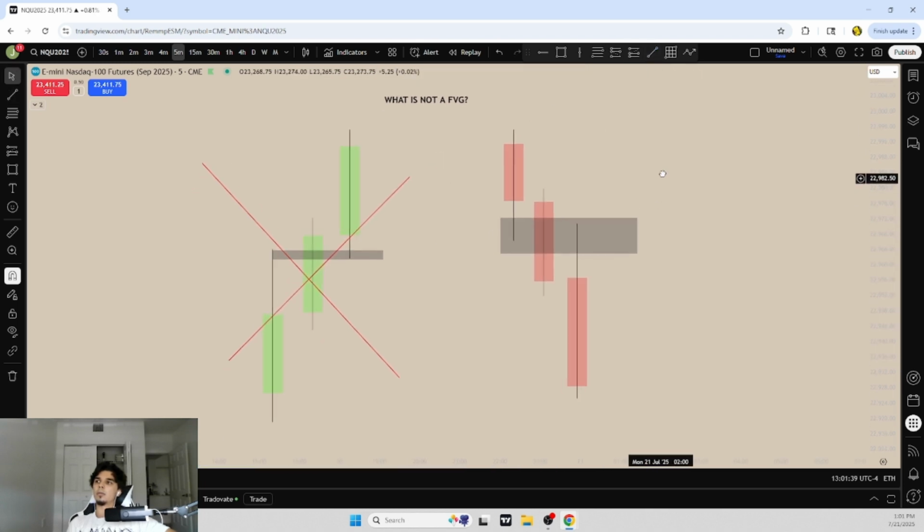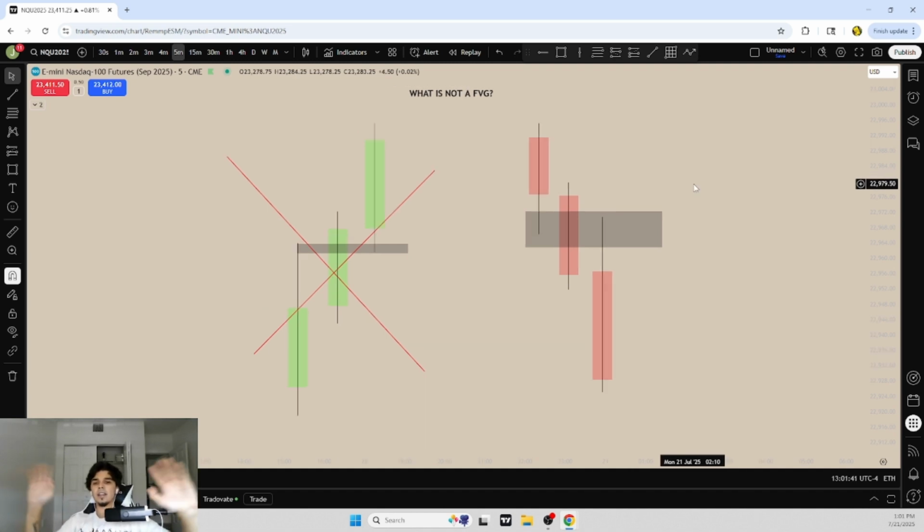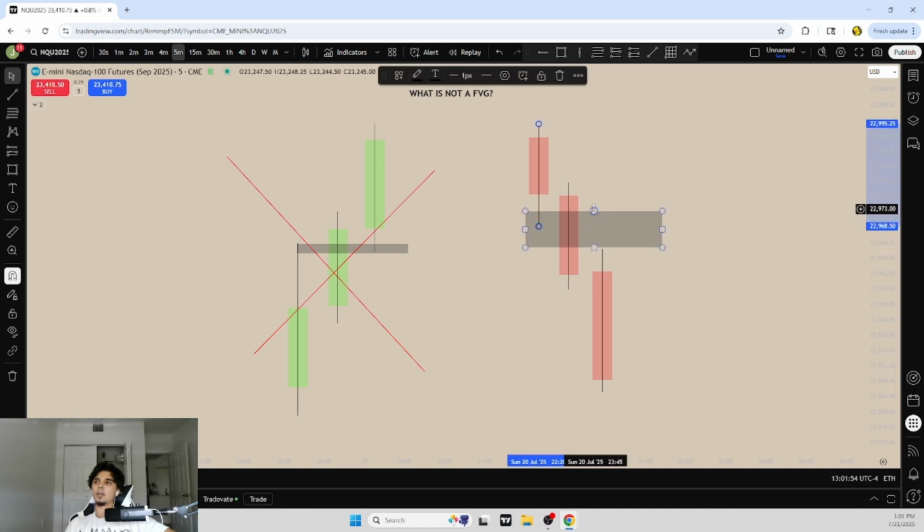All right, now moving on to the bearish example, exact same thing, right? We have 2 overlapping wicks creating no gap in the market, so therefore this is not a valid fair value gap. What would be a valid fair value gap? Well, if something looked like this, right? From the top of the first wick to the bottom of the third.